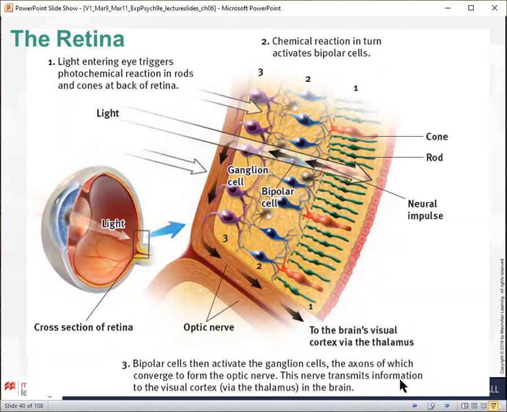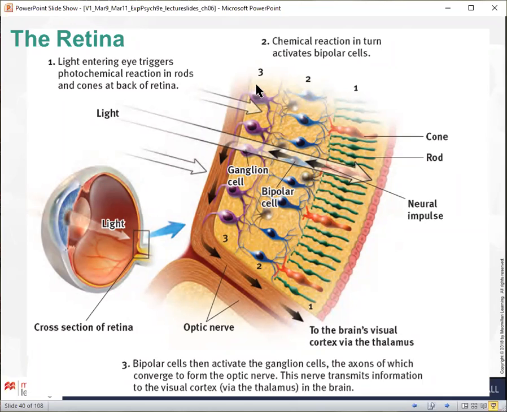Now, the nerve transmits information to the visual cortex by way of the thalamus to the brain. So the light goes in, excites the rods and cones. They send a neural impulse out. The axons of the ganglion cells here come together to form the optic nerve that leaves the eye here physically.